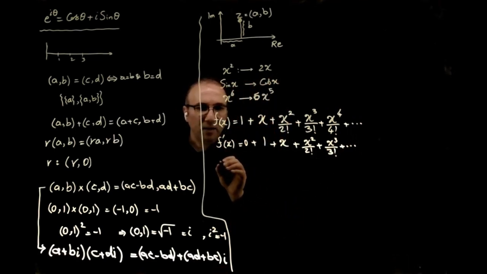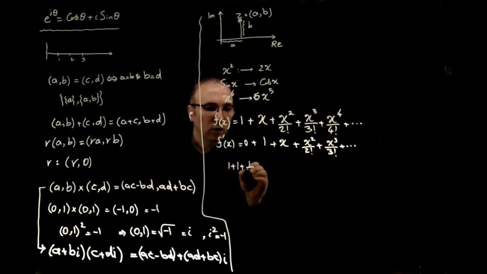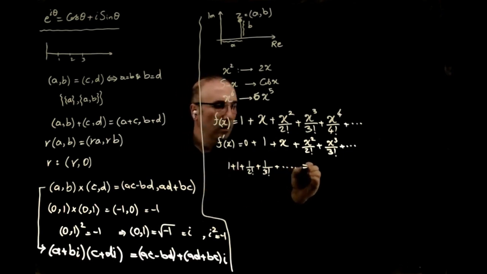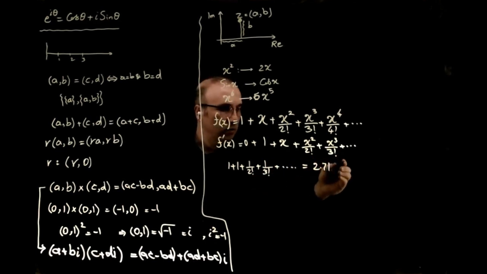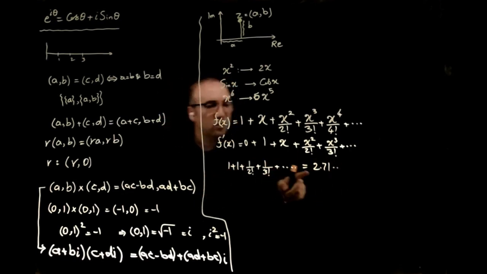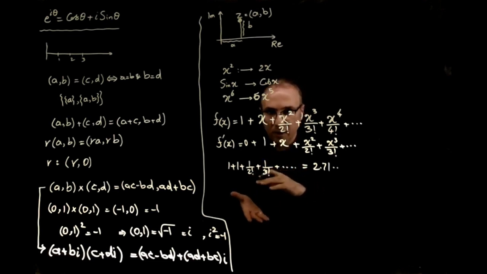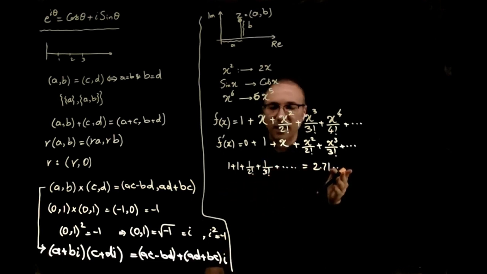Then let's see what happens if I put x equals 1. I would have 1 plus 1 plus 1 over 2 factorial plus 1 over 3 factorial, and all the terms. Then it turns out that this would be a number 2.71 and some other digits. So it is not a rational number. I mean, it can't be written as a quotient of two integers. So it is an irrational number.